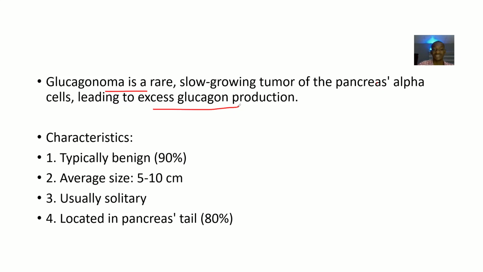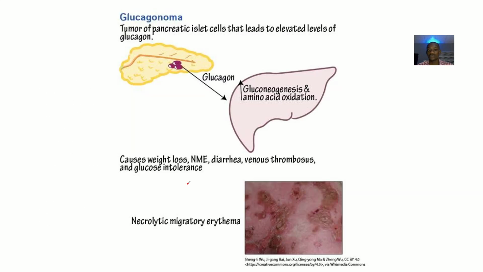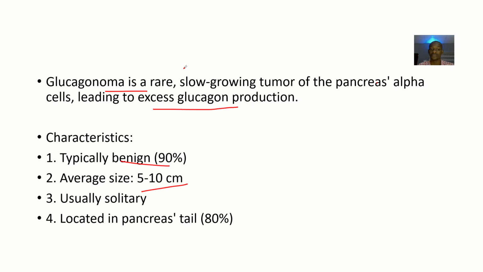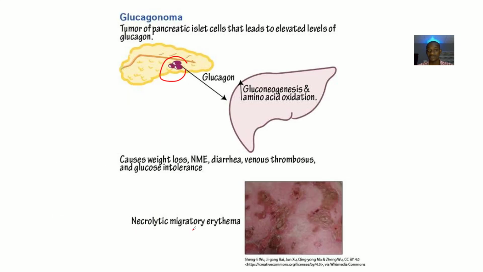All right. So what are the characteristics? Typically, a glucagonoma is benign. 90% of glucagonoma cases are basically benign, and just 10% will usually progress to a cancer state. The average size is usually 5 to 10. So we are saying glucagonoma is a tumor that will affect the pancreas, leading to elevated levels of glucagon production. Right. So it's usually solitary and it's usually located in the pancreas tail. Just like here, you could see that it is in the tail.